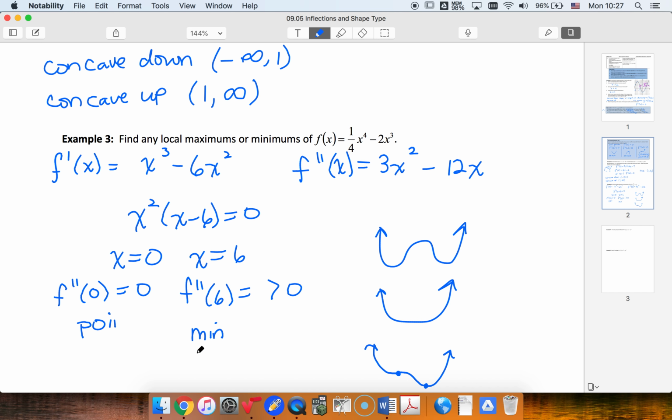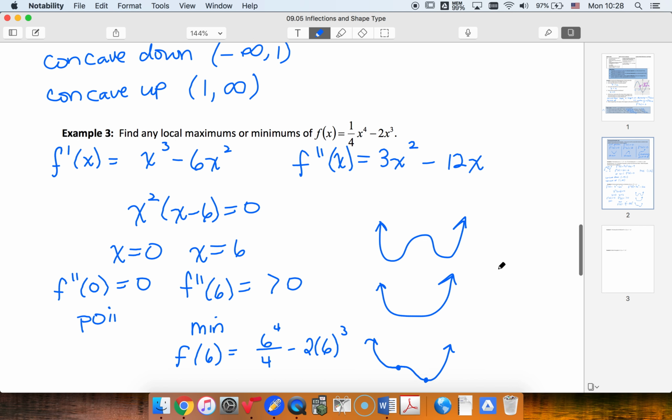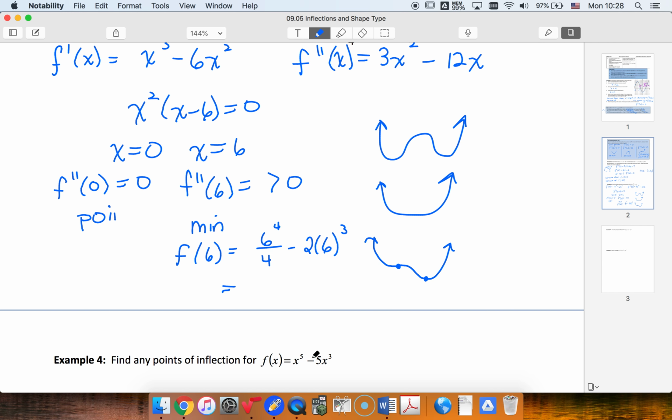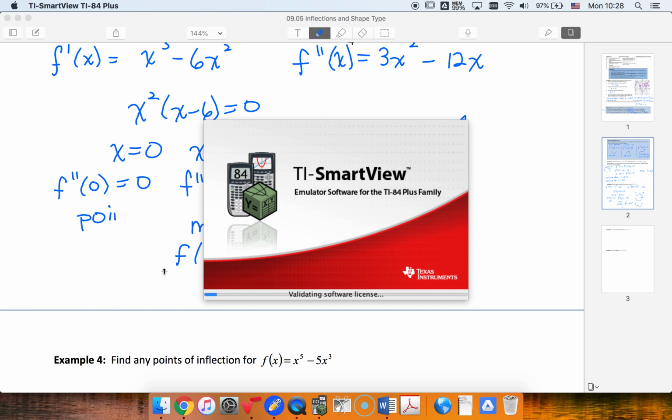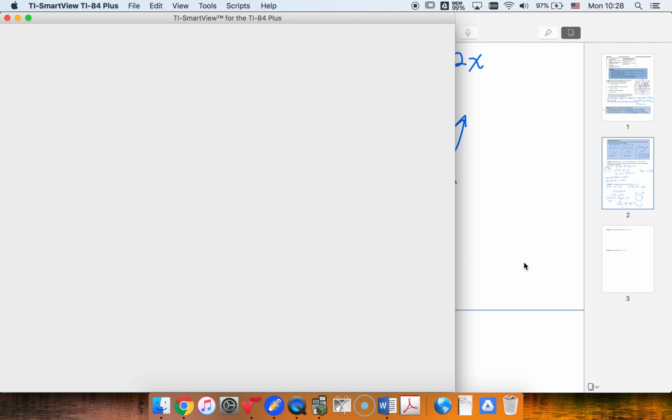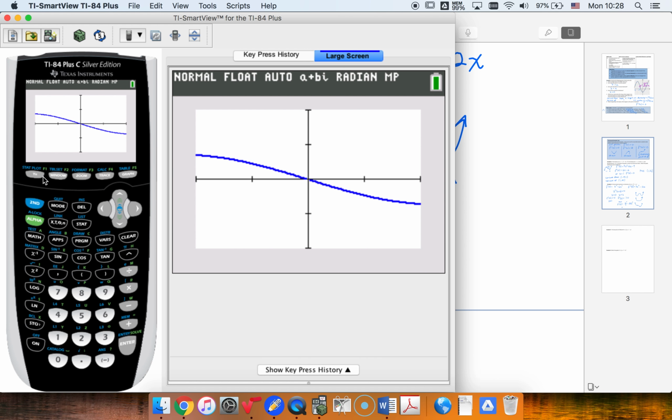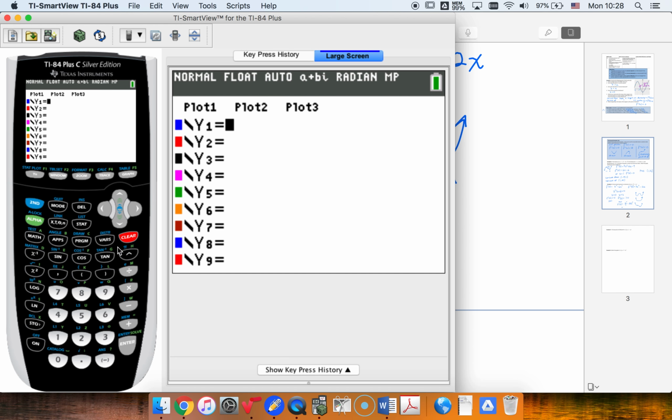So my local min is going to have coordinates. Now I need to find f of 6. So I'm going to have 6 to the 4th over 4 minus 2 times 6 cubed. I don't know what those calculations are off the top of my head, so I'm going to figure them out. Calculator, Desmos, whatever, to find my y value so that I know the coordinates of my local min. And then I'm going to go ahead and verify that my graph looks the way that I thought it looked as well. So let's do this all at the same time.